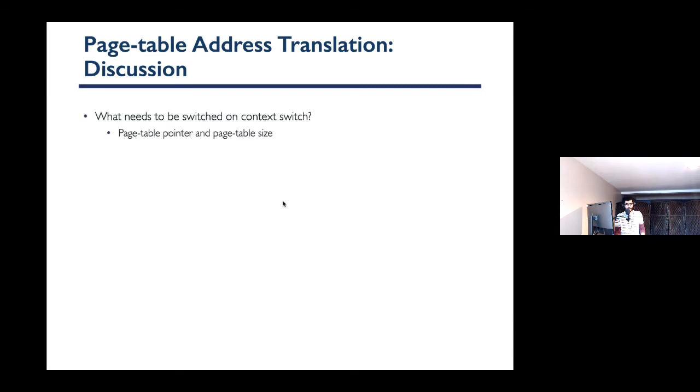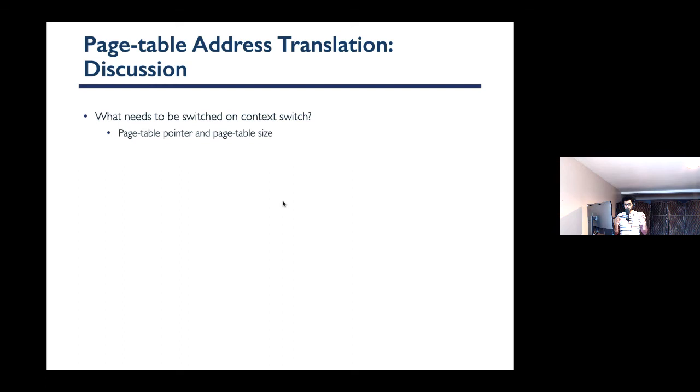Before getting there, actually, let's walk through some points. First of all, what do you need to do if you context switch between processes? Well, all you need to do is to change the page table pointer. So each process has its own page table in memory.